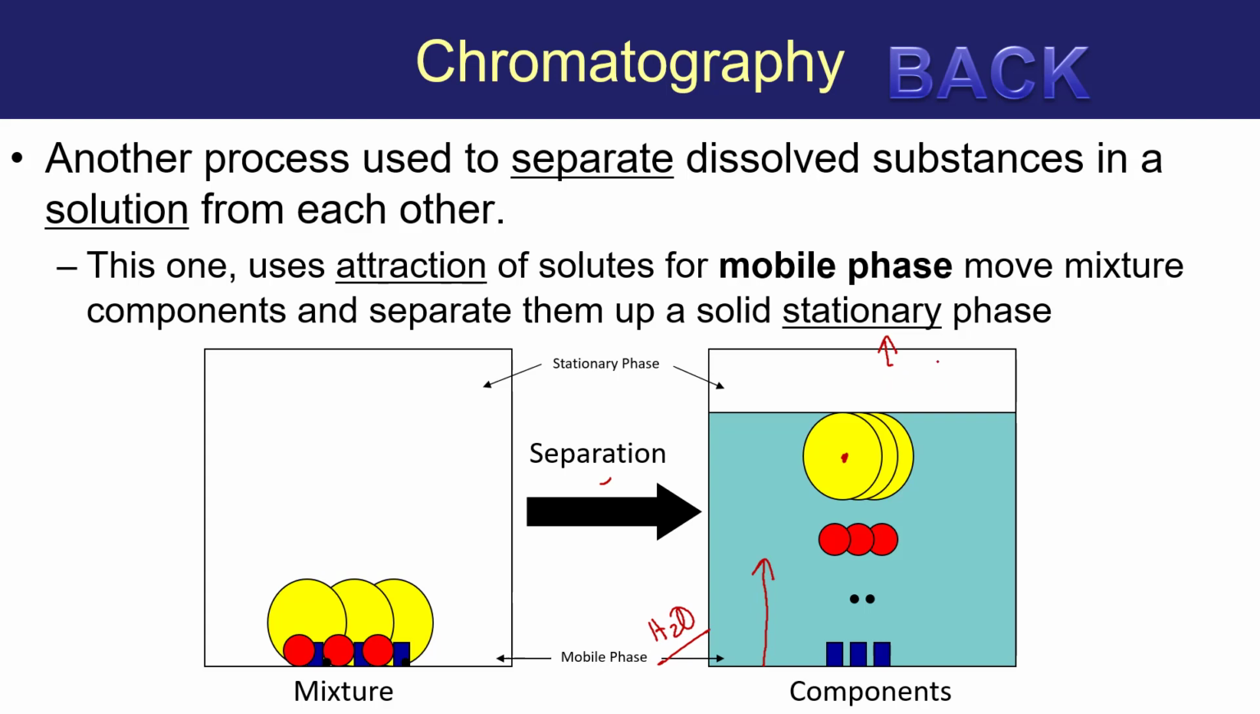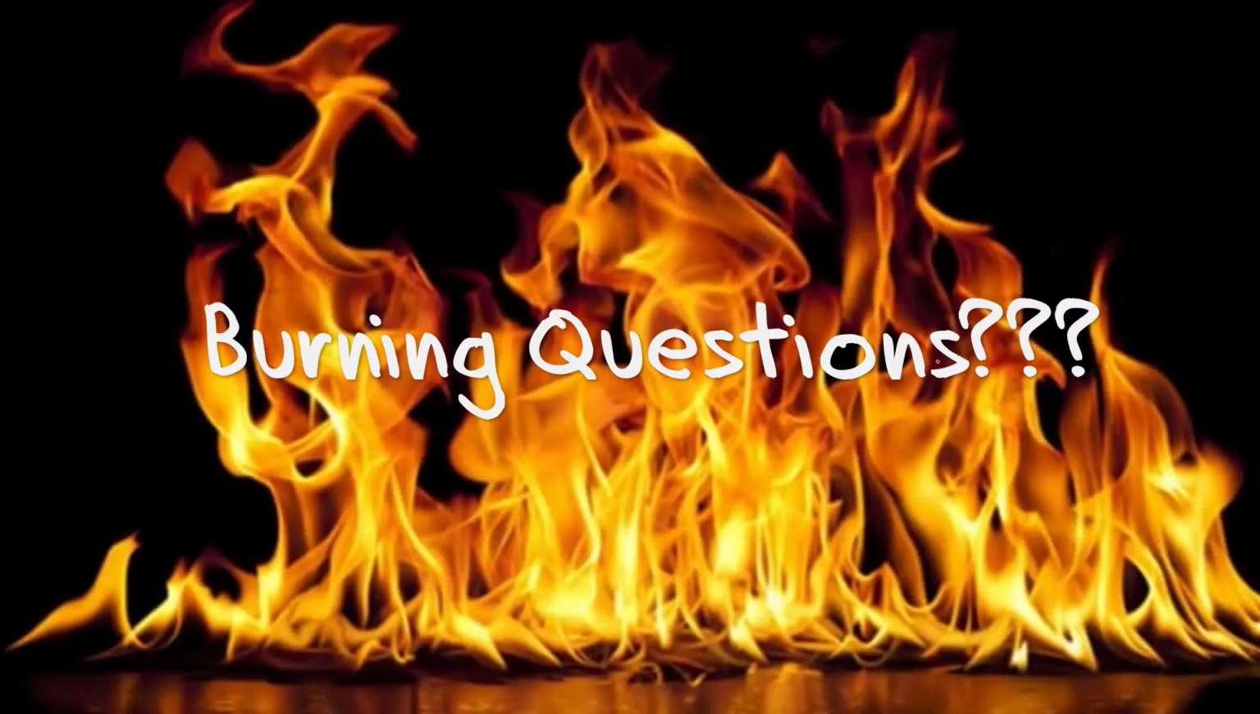So that is how chromatography is used to separate components of a mixture. It's kind of like a race where faster runners separate themselves from the pack, leaving the slower runners behind, and eventually you have separation. So that is it for us in our mixture purification lesson.